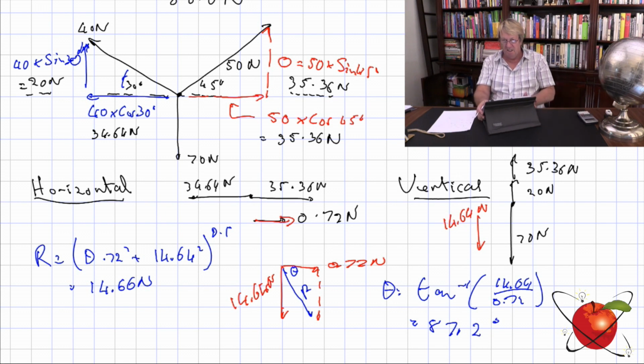Right. So let's now say what is actually happening here. It means that there is a resultant, which means this thing is going to tend to want to move, and it's going to want to move almost vertically down. It's going to be going down at 87 degrees, and it's got a resultant of 14.66 newtons. So in this particular case, we didn't have an equilibrium.